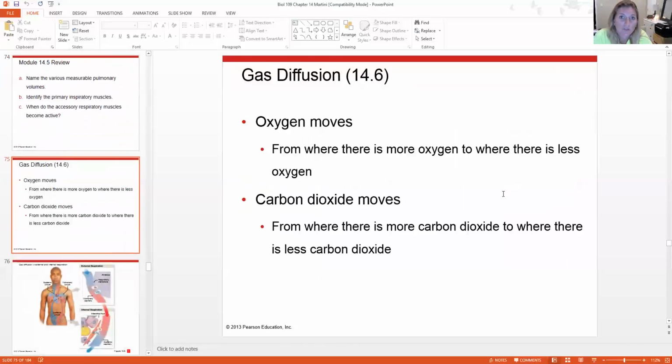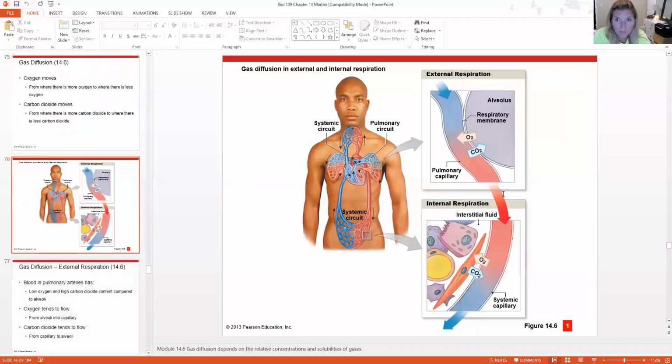Let's talk about gas diffusion throughout the body. Oxygen moves from where there's more oxygen to where there's less oxygen. Just like everything else, it moves from high to low concentration. Same thing with carbon dioxide, high concentration to low concentration. There you see it. In external respiration, the oxygen is leaving the alveoli, going into the blood. Carbon dioxide is leaving the blood, going into the alveoli. In internal respiration, the opposite is happening. From the blood, oxygen is going to the interstitial fluid, and carbon dioxide is going from the interstitial fluid into the blood.